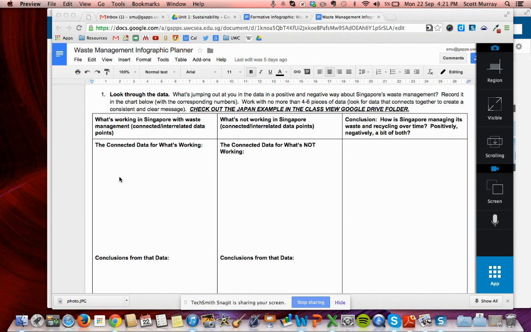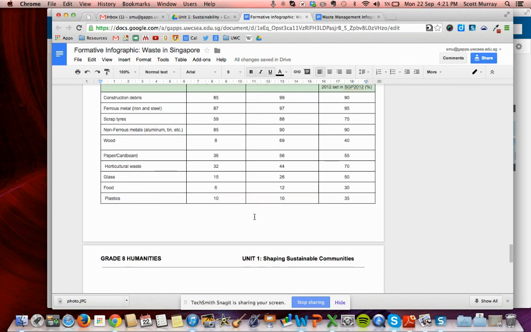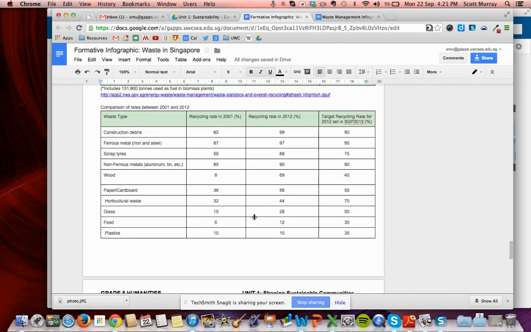So you might find one other working well, and then you also want to look at what's not working so well. So you will have to go back to this data and see what's not working so well. And then from there, you would create your infographic. One of the things I wouldn't be too worried about is, yes, construction debris. You do not need to connect this to something else. I wouldn't worry about it. You are trying to tell the most complete story possible.